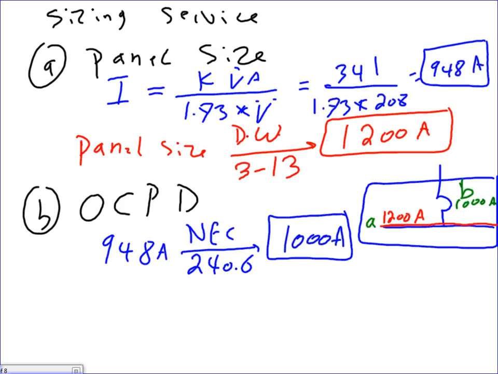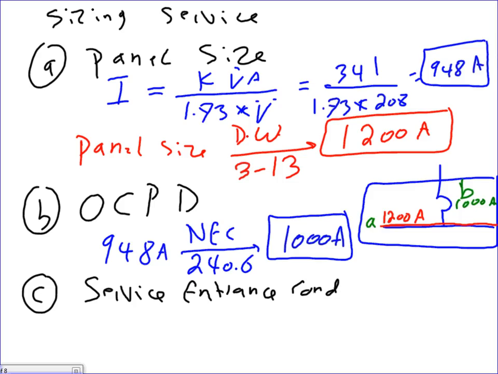Okay? Then we have the overcurrent protection device. The last one, guys, is A, B, C, service entrance conductors. Can you give me that code section again? 240.4.